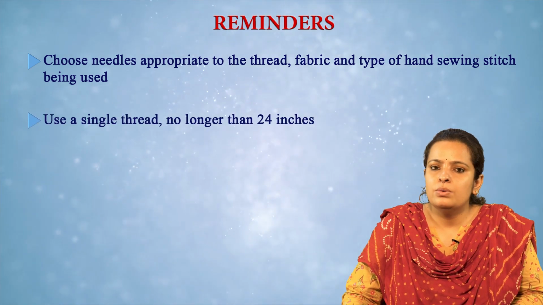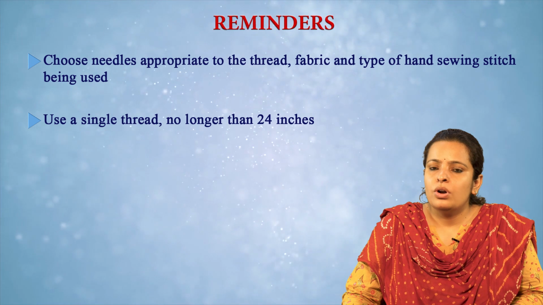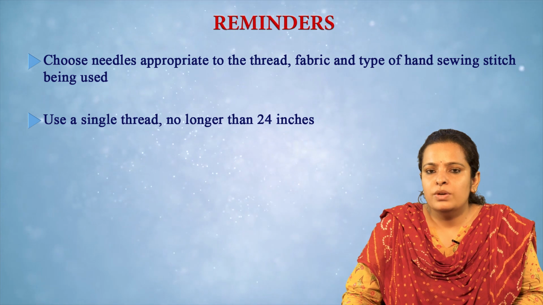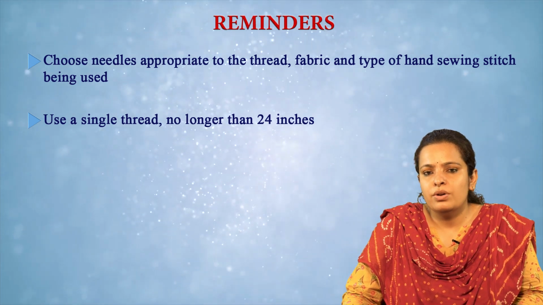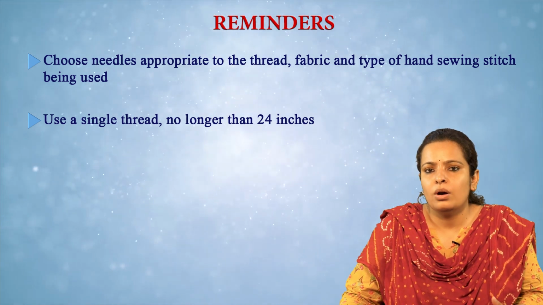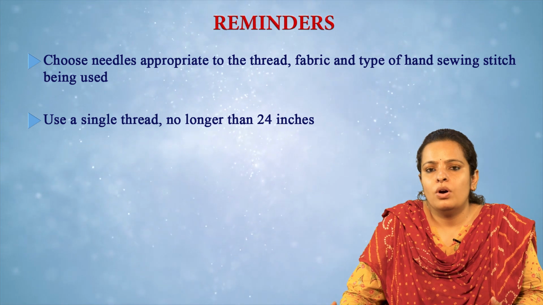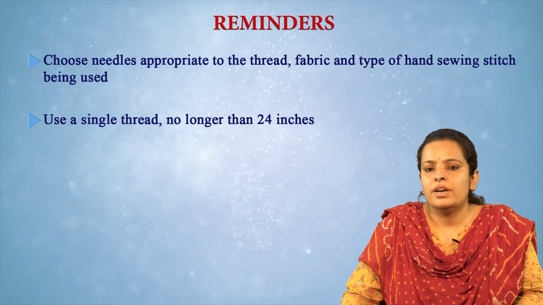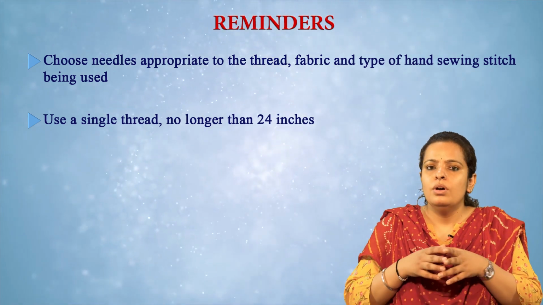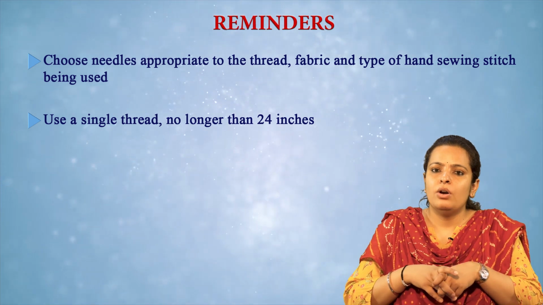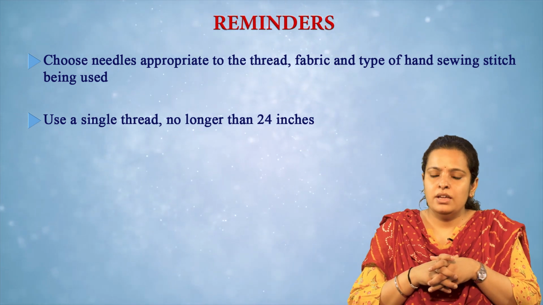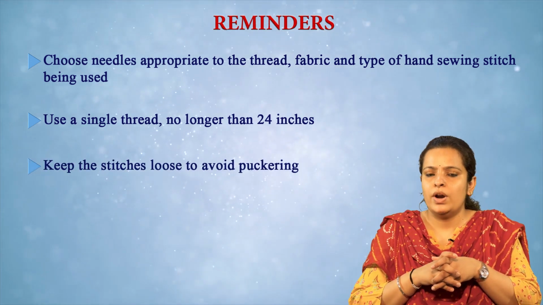Second, use a single thread no longer than 24 inches. Generally, if we are going to do running stitch, we insert a thread and the thread we take is very long. A very long thread is not convenient for stitching, so it is recommended that you take no more than 24 inches of thread at a time. Then keep the stitches loose to avoid puckering.